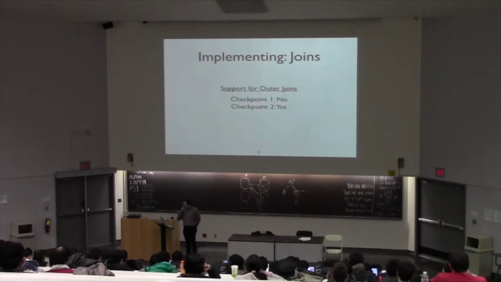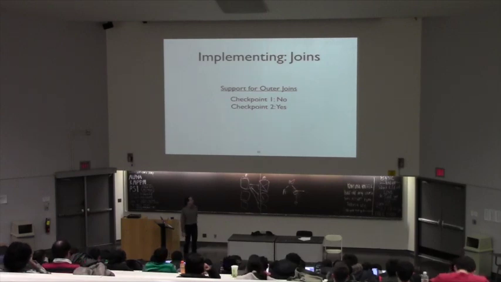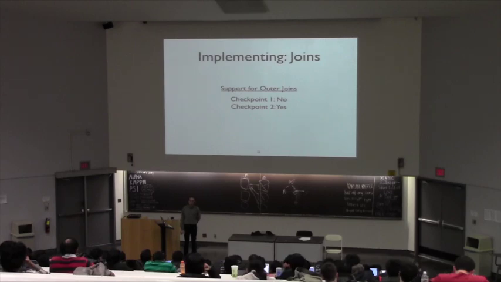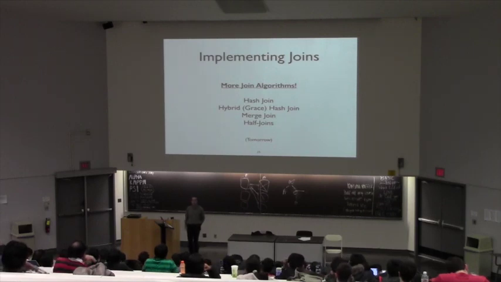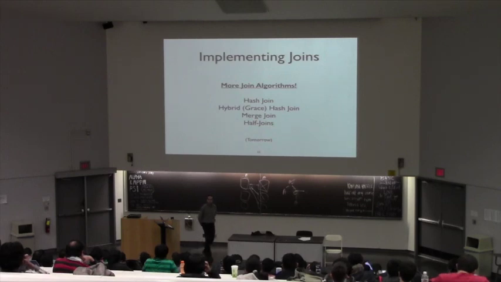All right. One other question that comes up here is outer joins. For checkpoint one, you're not expected to support outer joins. For checkpoint two, you will be expected to add support for outer joins. This is over the nested loop join. This is actually a very trivial thing to implement. A couple of other join algorithms that we'll be talking about on Wednesday are also relatively easy to implement, and outer joins are also relatively easy to implement. So I would suggest considering at the very least how you would implement them right now for checkpoint one. Any questions?